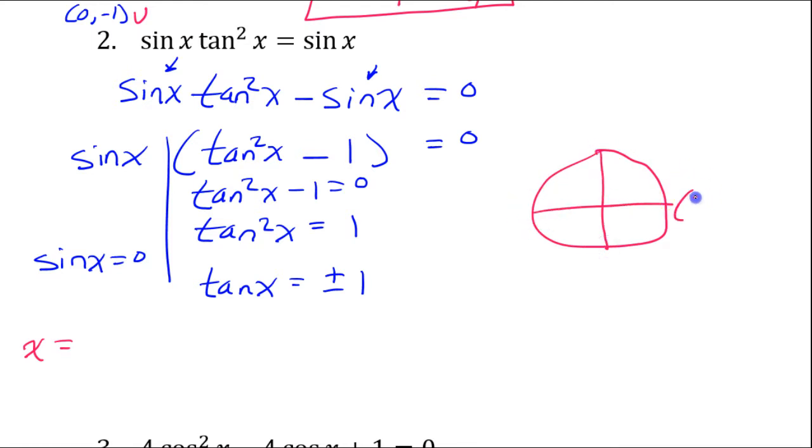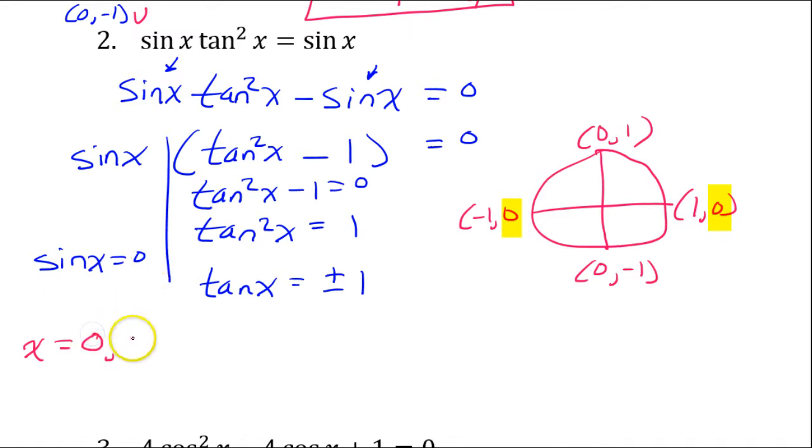Okay, and remember how this is (1, 0), (0, 1), (-1, 0), and (0, -1). Well, sine is the y value. So where is the y value equal to 0? Here and here. So those are the two angles where the sine is 0, and that is angle 0 and angle pi. So I have those two solutions so far.